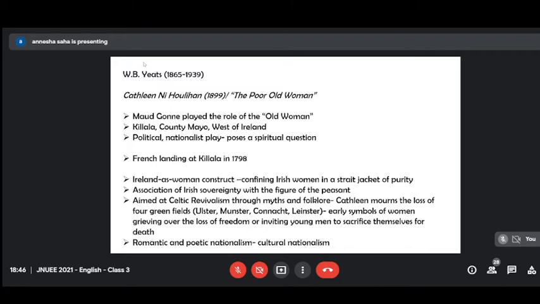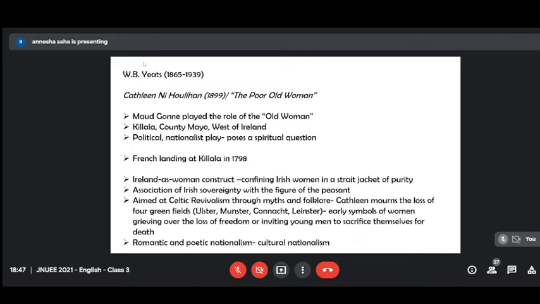And this particular play reinforces that construct, that Ireland is this woman, this mother figure, and that all the young boys in Ireland need to rise up to the occasion. They need to go and fight for the liberation of this mother figure. By equating the colonized nation with the figure of the mother, this is done to exhort all the young and able-bodied men to go up and fight for the liberation of the motherland.